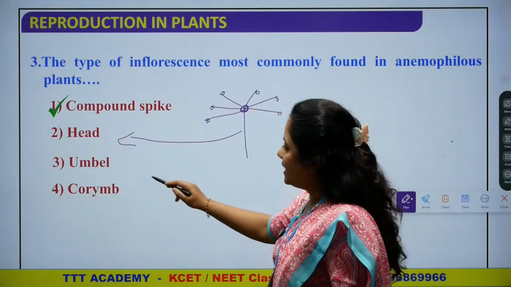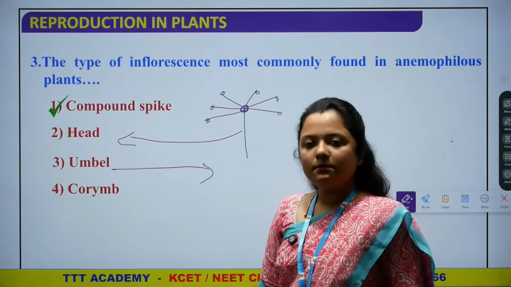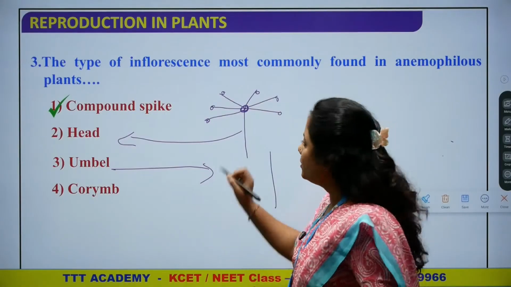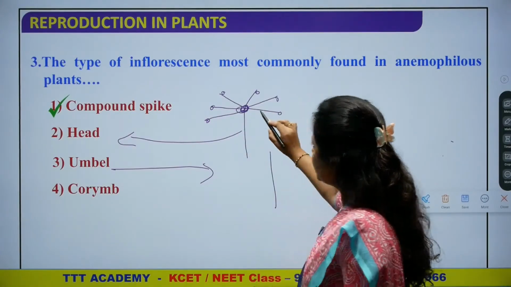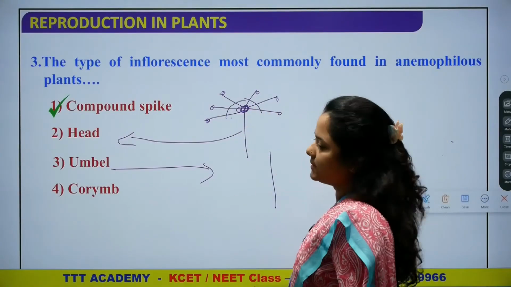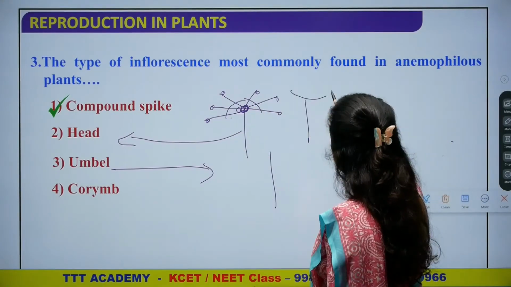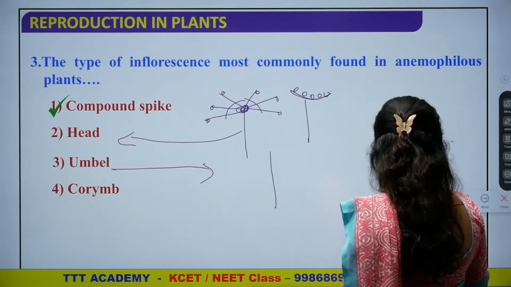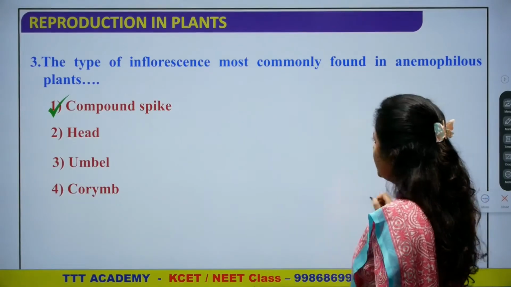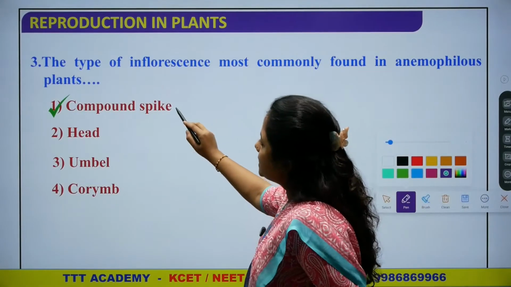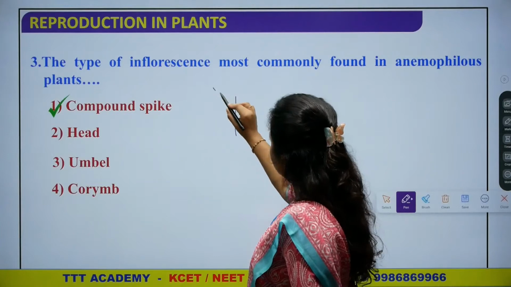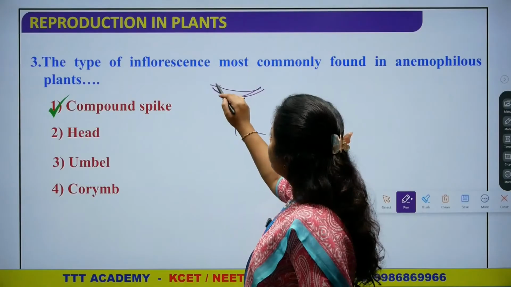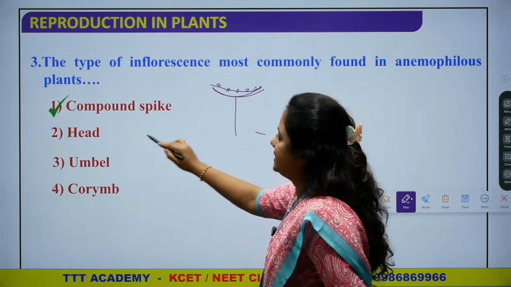Okay, then umbel shaped. Actually, in the head, there are no stalks like this. There is just an area presented and above it the flowers will be present like this. Okay, so we will look at it once again. See, in the head, there is a stalk and the stalk has this surface area. Above that only we will find the small inflorescence, that is head.